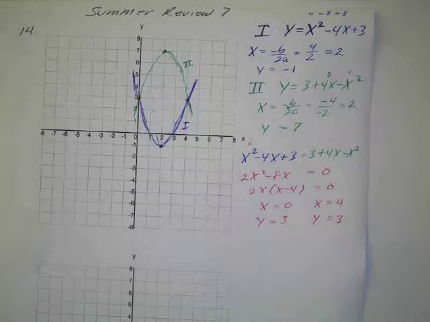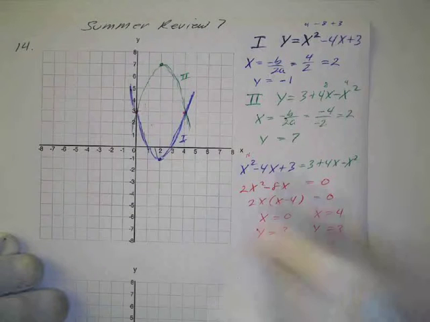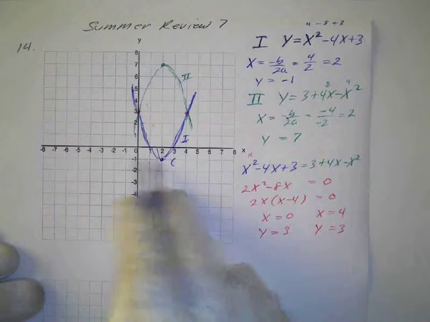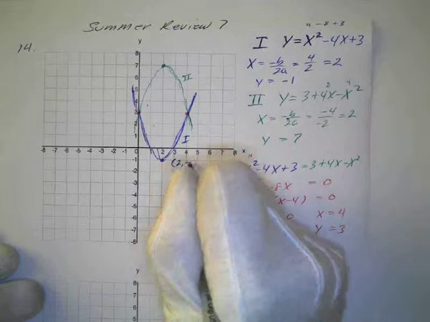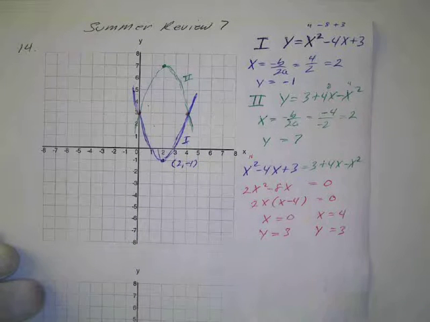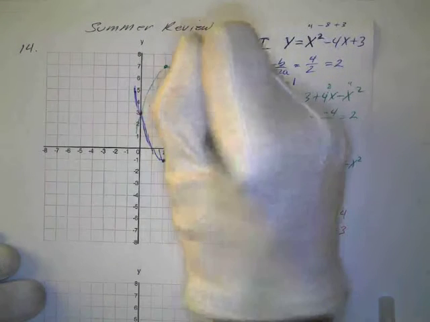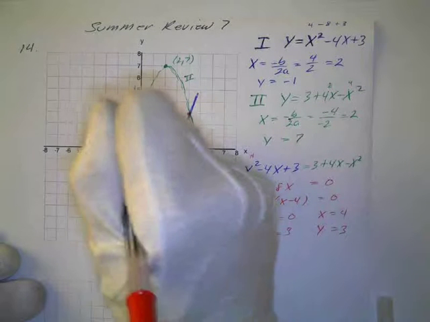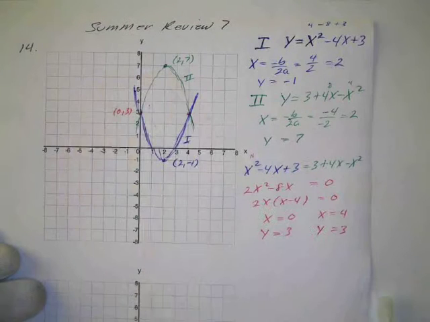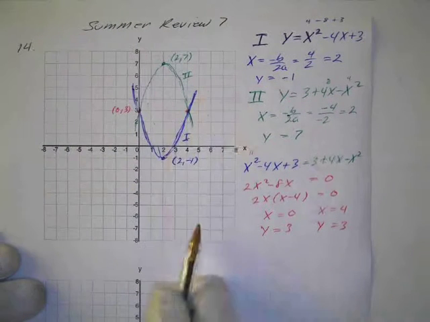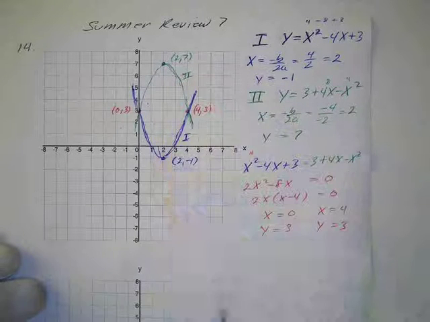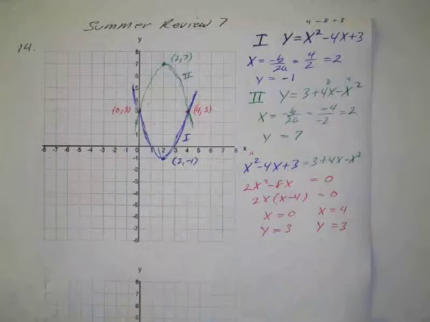And they want us to label these, so I better label these. Excuse me, I forgot what I was doing here. So the vertex is going to be at 2, negative 1. And this vertex here is at 2, 7. And the points of intersection, 0, 3. I think you actually have to do this on a test someday. And the other is 4, 3. So those are my points of intersection, and those are the two vertices.